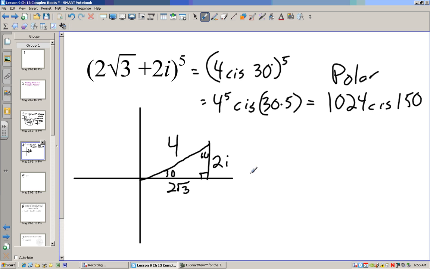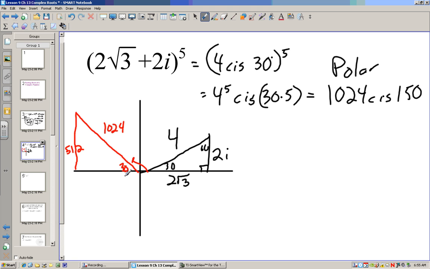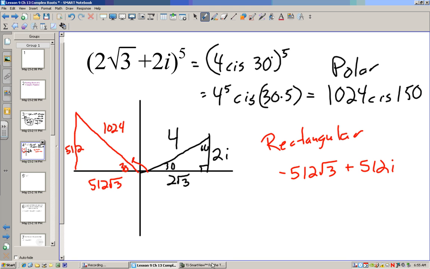Now if I wanted to go back to rectangular, let's just use the same graph. Let's just graph it in, say, red. So 150 is going to be over here. Of course, we have to use a different scale because this is 1,024. 150 is out there, so that means that's a 30-degree angle. And so this side would be half, which would be 512. This distance would be times the square root of 3, 512 root 3. So in rectangular, this thing would be negative 512 root 3 plus 512i.